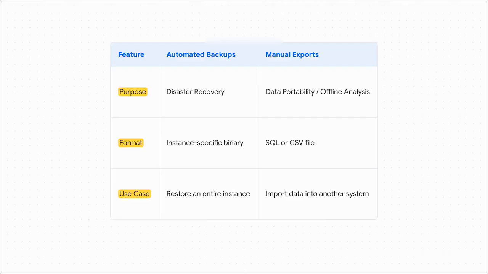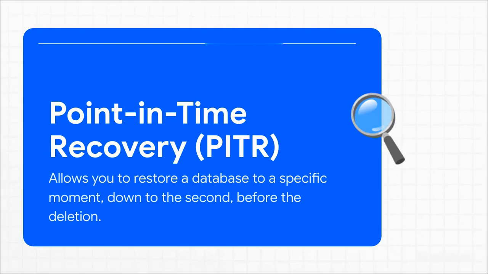Okay, so this is where a lot of people get tripped up. You might think, I have exports, I have CSV files, and that's great for moving data around or doing some analysis. But for a full-blown, oh no, everything's on fire disaster, an export won't cut it. You need a true backup, a special binary file designed for one job and one job only, bringing a dead database back to life. And this is where our first hero enters the chat, point-in-time recovery, or PITR for short.